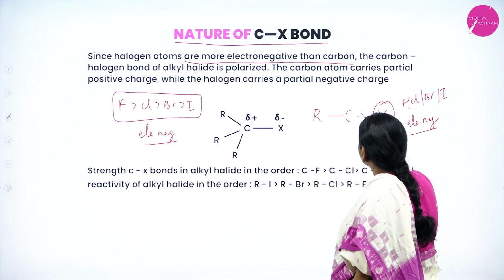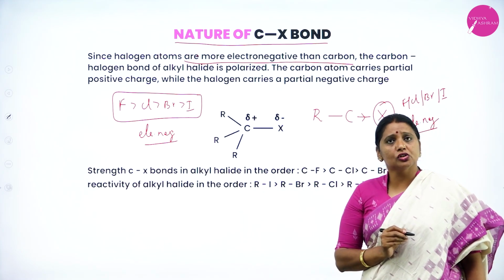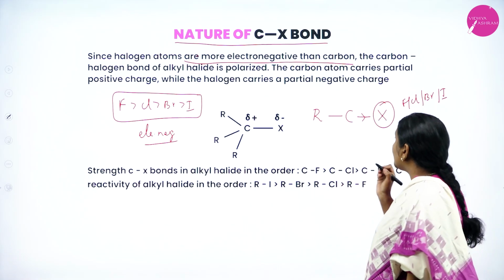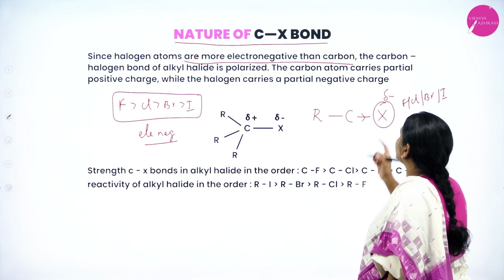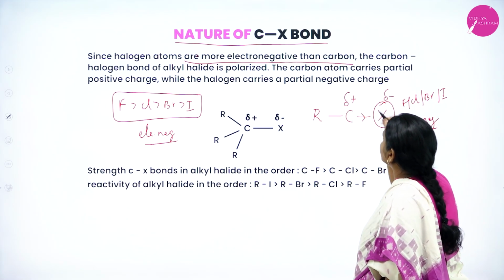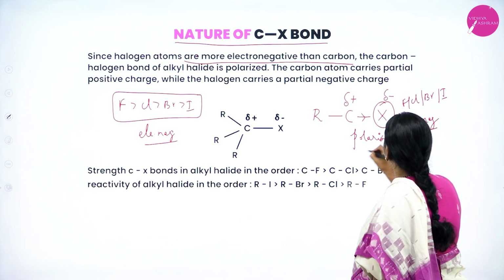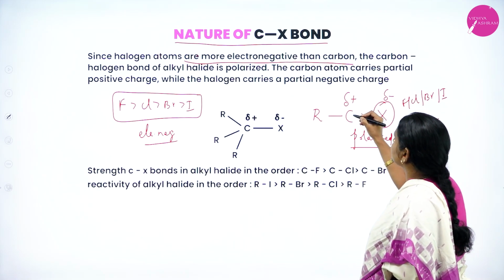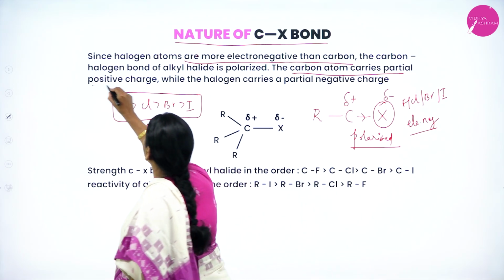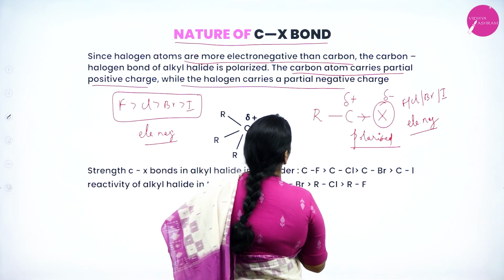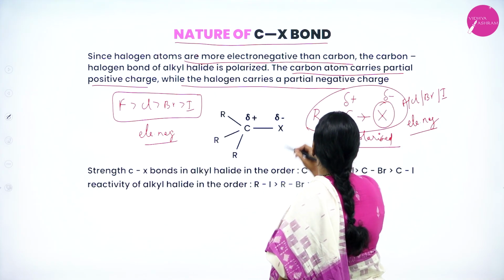Now, here X is more electronegative than carbon. This shared pair of electrons present between carbon and X, the sigma pair, is partially shifted to halogen atom. Therefore, there is a partial negative charge on X and partial positive charge on carbon. That is, this molecule is polarized. Carbon atom carries partial positive charge while halogen carries partial negative charge. Therefore, the whole alkyl halide molecule is polarized.